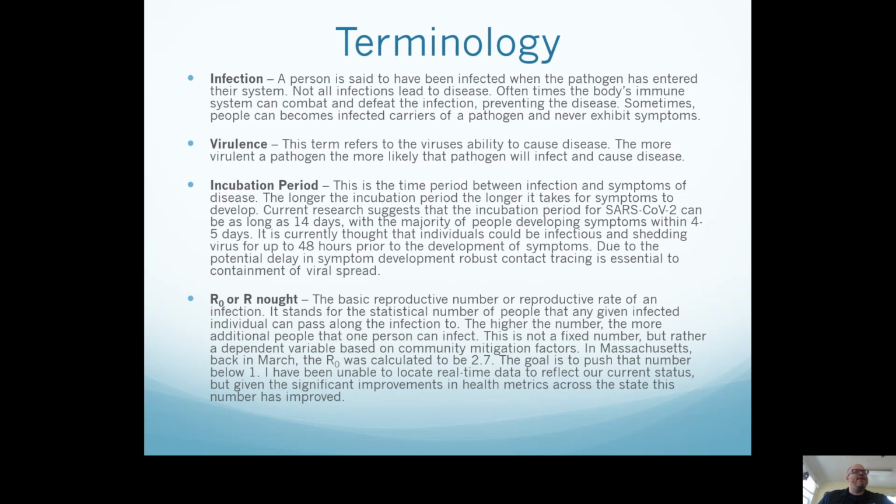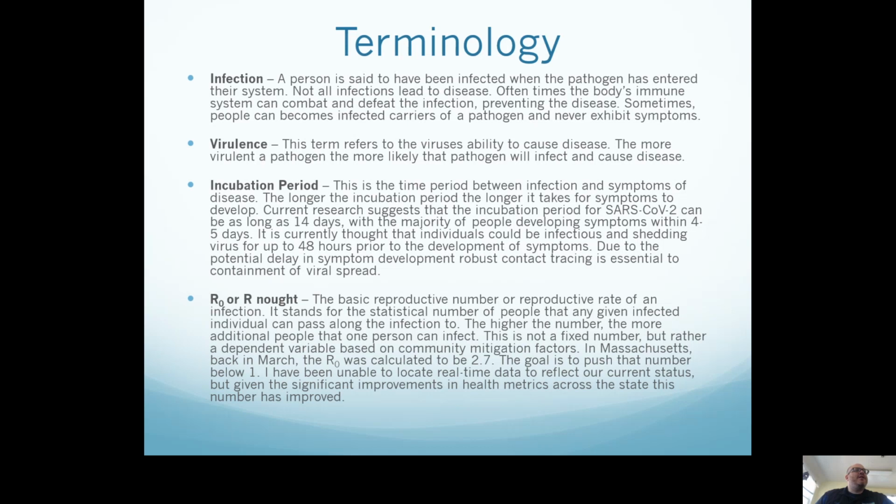The R0 is another term that is being talked about a lot. It refers to the reproductive number or the reproductive rate of an infection. It is a statistical calculation, and it refers to the number of people that one infected person can pass along that infection to. The higher the number, the more additional people that the one infected person can infect. It is not a fixed number. It's not a direct connection to the virus. It's a dependent variable based on community mitigation factors in human behavior.